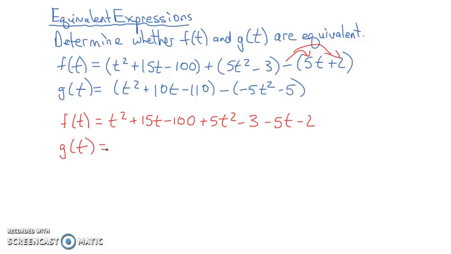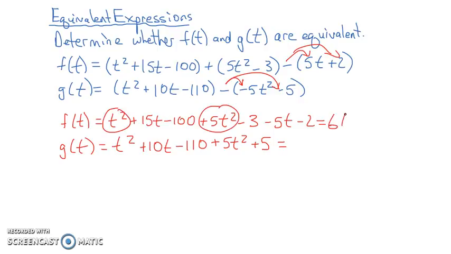G of t is going to be equal to t squared plus 10t minus 110 minus a negative, which makes that a positive 5t squared. And then again, subtracting that negative 5 gives me plus 5. And just for the sake of space and simplicity here, I'm going to add this to the same line. T squared and positive 5t squared gives me 6t squared. 15t and negative 5t gives me 10t. And negative 100 minus 3 minus 2 gives me negative 105.